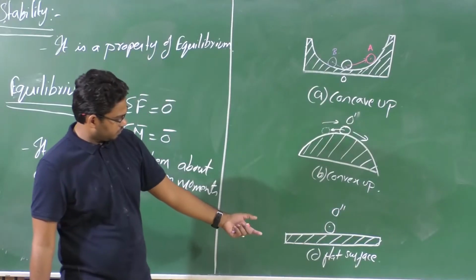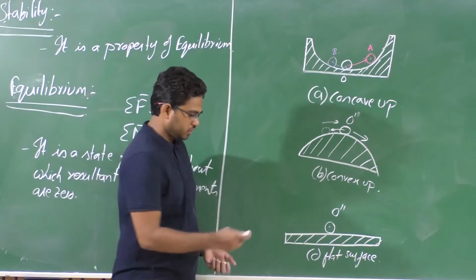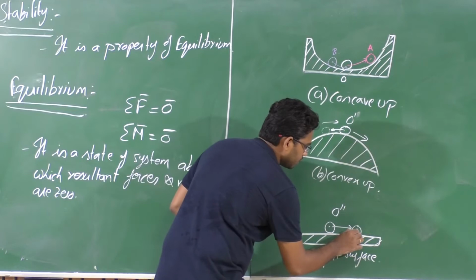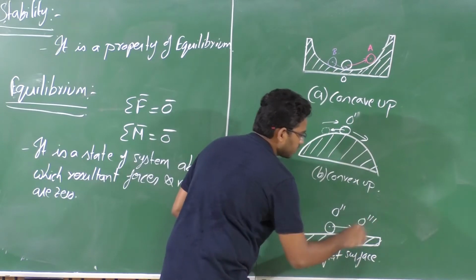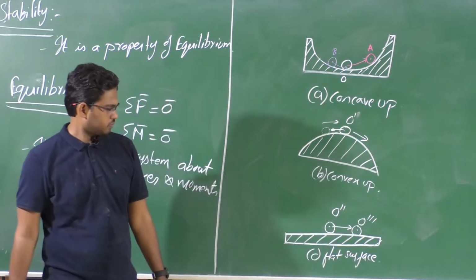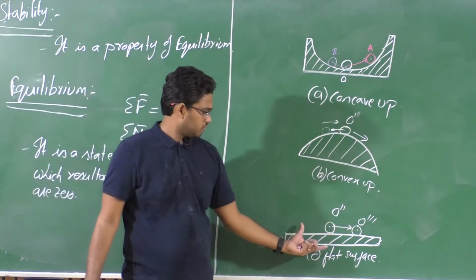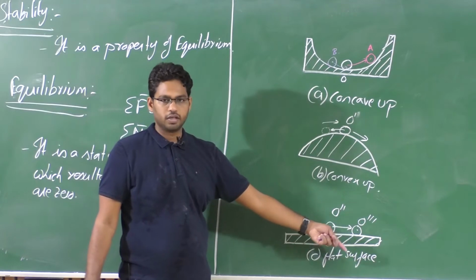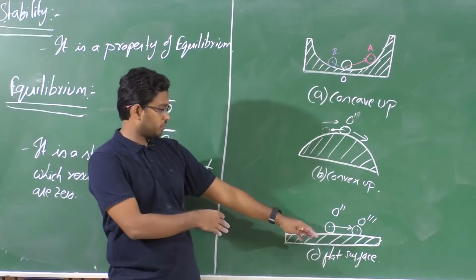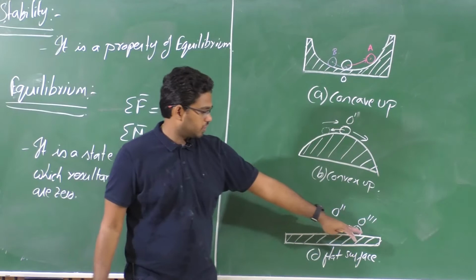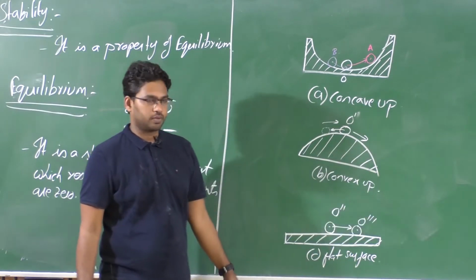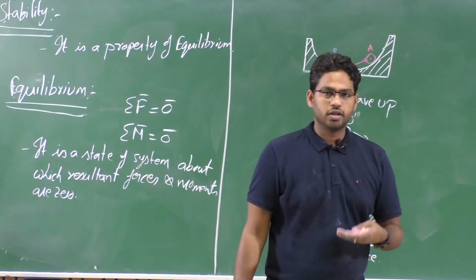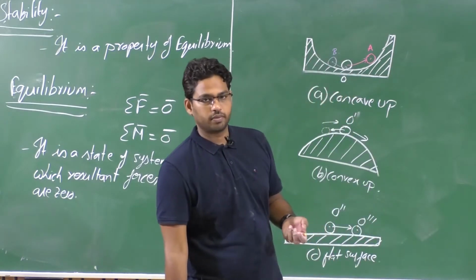In the third case, we have a ball here. When you displace this, what happens? It will translate to a new location and try to attain a new equilibrium, let us say O triple prime. So it is not coming back to the previous equilibrium O double prime. Instead, it is trying to attain a new equilibrium O triple prime. Such a case is defined as neutrally stable equilibrium.